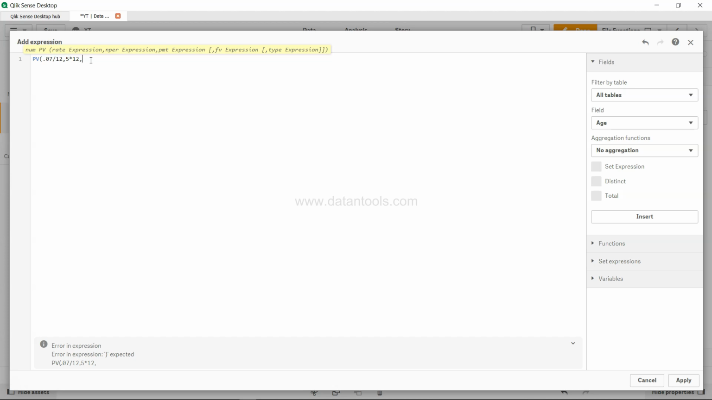And we had the $100 that we have to pay at the end of each month, so 100 but in negative because we want a present value. And then for the future value I will say 0, and 0 to indicate that the payments are due at the end of the period.